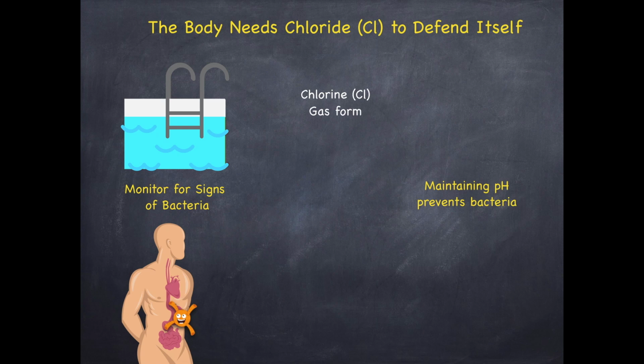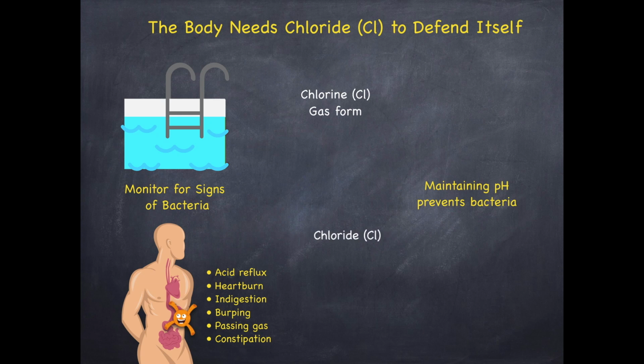The way we know that this could be happening is we have signs of acid reflux, heartburn, indigestion, burping, passing gas, constipation. Those are all clear signs that an individual has low stomach acid and there is bacteria living in their digestive system.